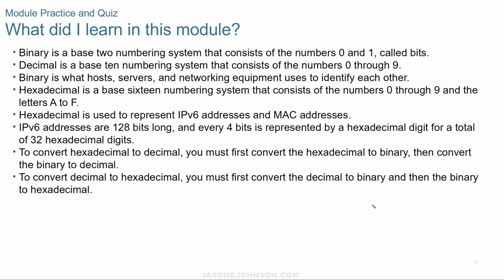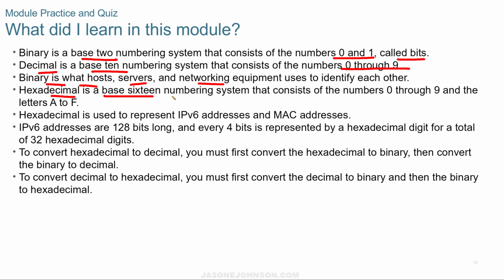So what did we learn in this module? And you're going to do a lot more in the class, by the way. This is just the presentation and overview for those students that need a refresher or were not able to make it to the seminar or to the actual class time. What we learned in this video is that binary is a base 2 numbering system. It consists of the numbers 0 and 1 called bits. Decimal is base 10, from 0 to 9. Binary is what host servers and networking equipment use to identify each other.